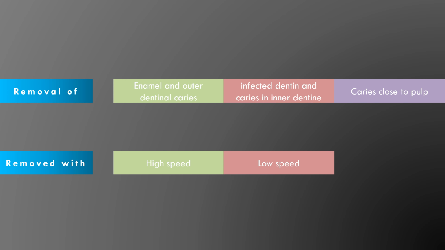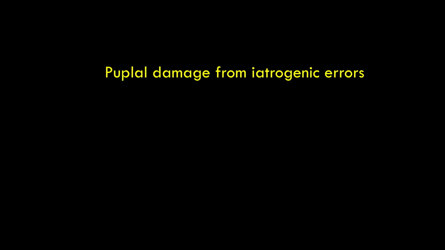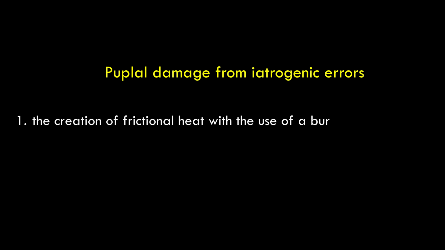The infected dentin and the caries in the inner dentin must be removed with a slow-speed handpiece, and the caries which is present close to the pulp must be removed with a hand instrument like a spoon excavator. Pulpal damage from the iatrogenic error can happen if you are careless while doing caries excavation.